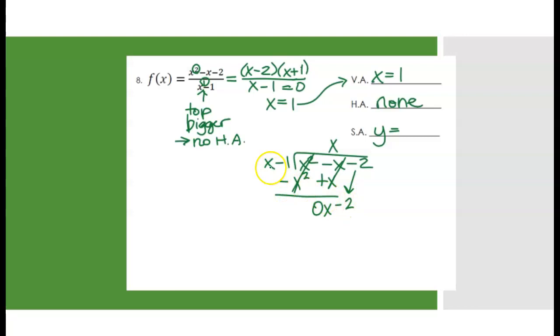How many times does x go into 0x? 0 times. 0 times x is 0x. 0 times negative 1 is 0. Draw the line. Change both signs. Nothing happens here. This is negative 2. It's my remainder. So minus 2 over x minus 1. Do I really need to look at the remainder? No, so it's just x. So the slant asymptote is y equals x, which happens to, again, be the linear parent function.